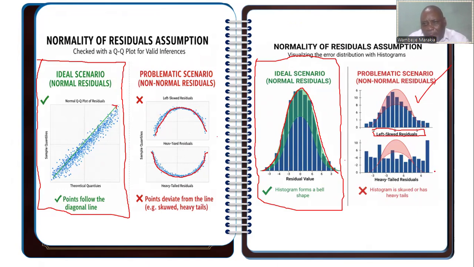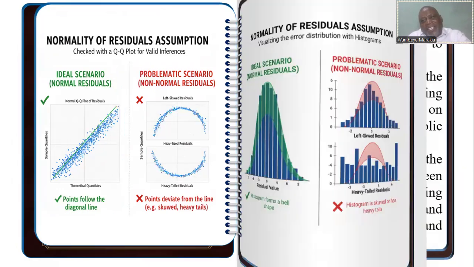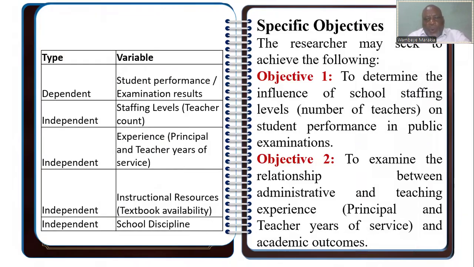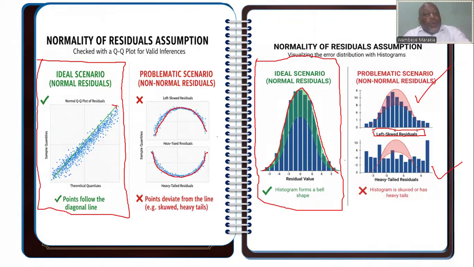And when you consider this one at the bottom here, it has heavy tail residuals, and you cannot draw the bell shape in this data. Know that when you draw such a histogram, the assumption of normality is violated. Now, if you find that this one is violated, what can you do? You have to look at your data, rectify it, and move on.